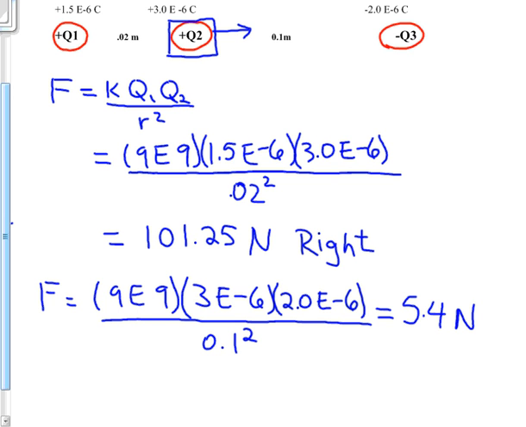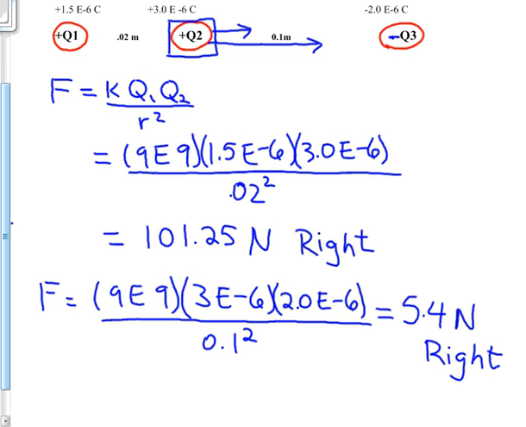And let's now think about the direction of this force. This charge Q2 is positive, and the charge Q3 is negative. Those 2 charges are attracted to each other. So Q2 is pulled to the right again by this force.